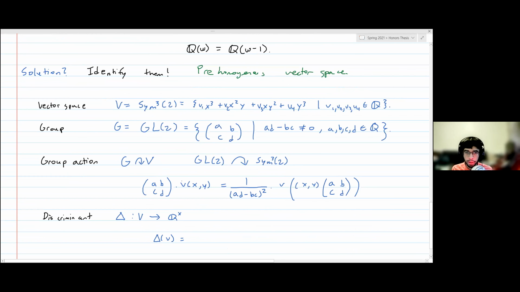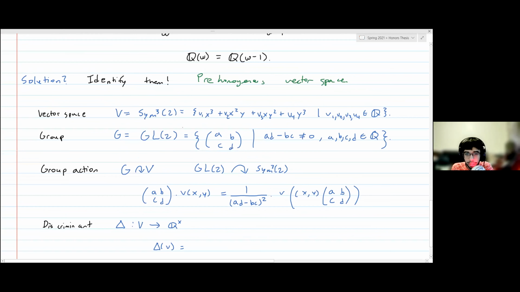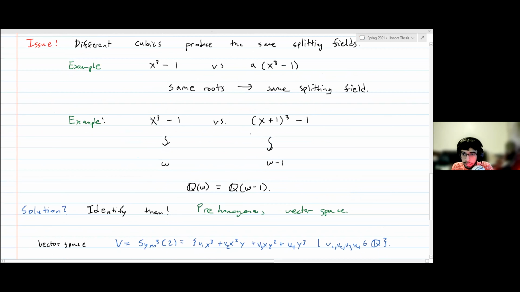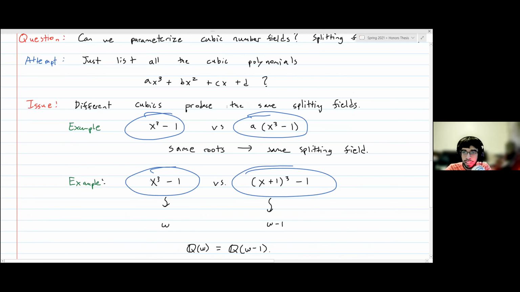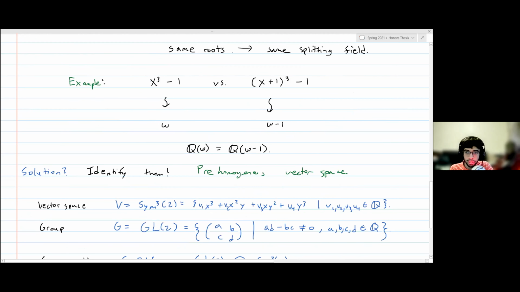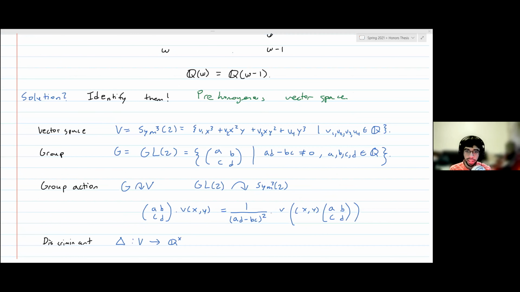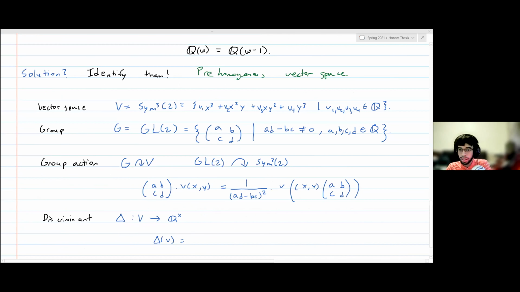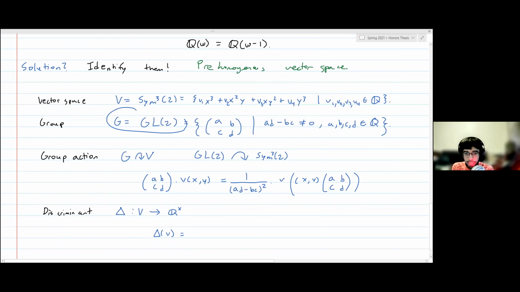And I want to identify points in this vector space using a group action. That would be like saying that this polynomial and this polynomial are the same, and that this polynomial and this polynomial are the same. So I'm trying to identify polynomials using the action of a group, and then the orbits of this action are going to parameterize the extensions that we care about. Here, my group is going to be GL2, the 2x2 invertible matrices, ad minus bc not equal to 0, with coefficients in Q. And the action is given by a linear substitution of the variables, and you scale by the determinant squared.